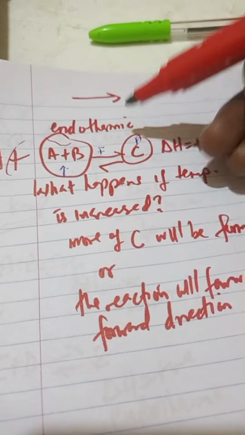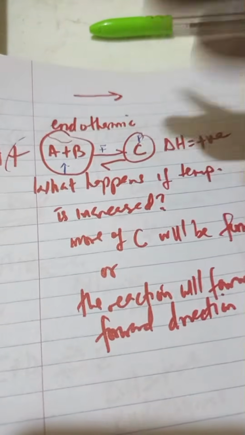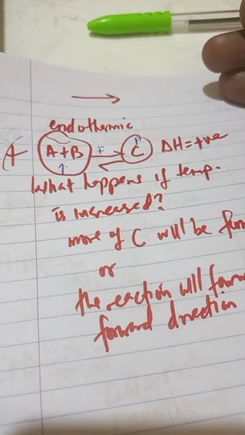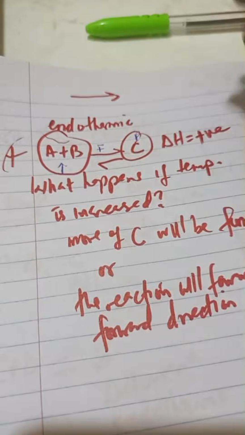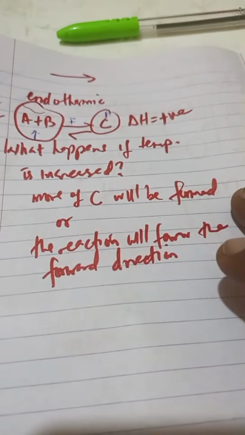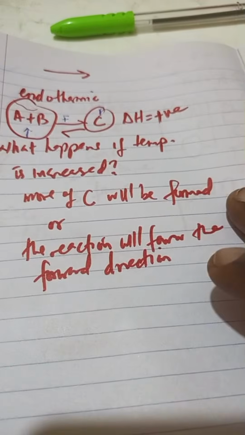You understand? Or you can say the equilibrium position will shift. Anyone you want to, they are all the same thing. You can say the equilibrium position will shift to the right. The forward reaction is favored. Anywhere you want to put it, all of them are correct. So I hope you understand.